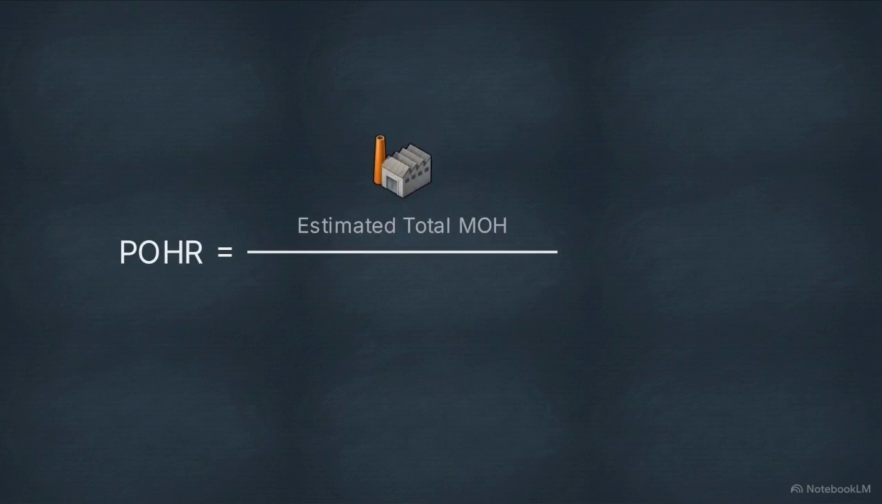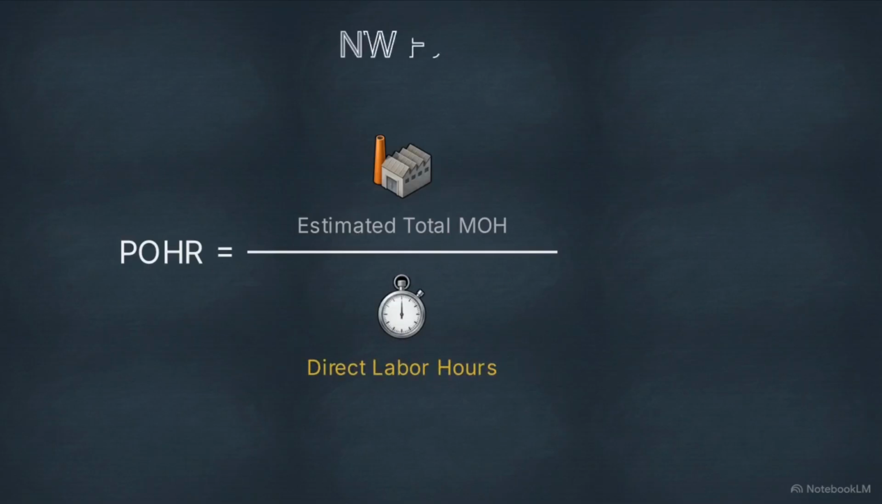The architecture of the formula is a ratio between 2 massive estimates. The numerator is the estimated total manufacturing overhead cost for the entire coming period. The denominator is the estimated total units of an allocation base for the coming period. The allocation base must be a rational cost driver, like direct labor hours. Let's test this formula using data from NWFab Inc.